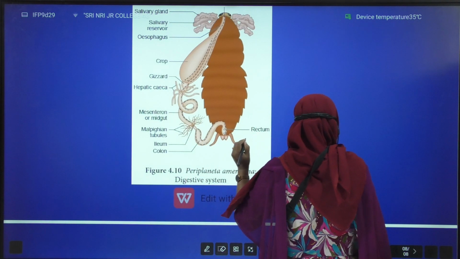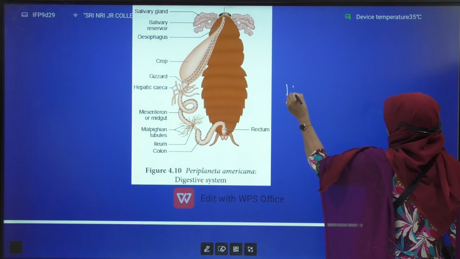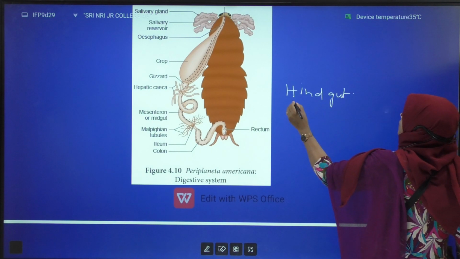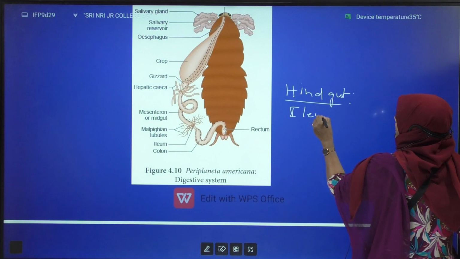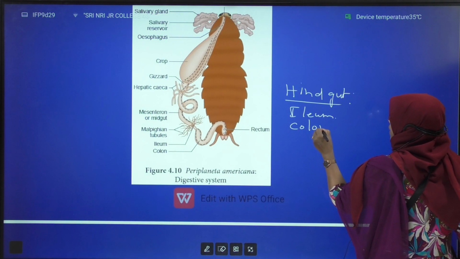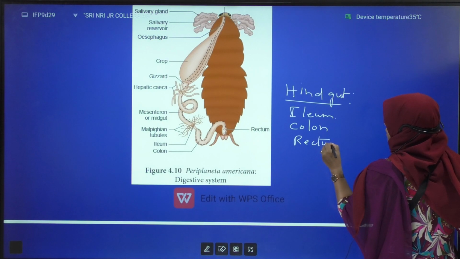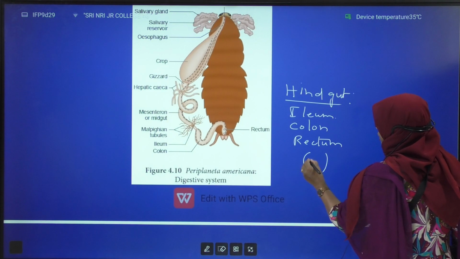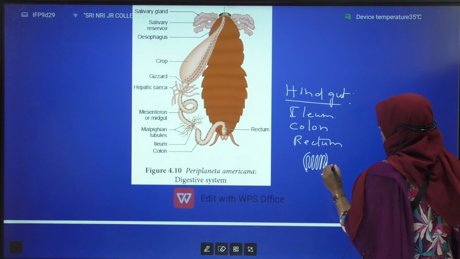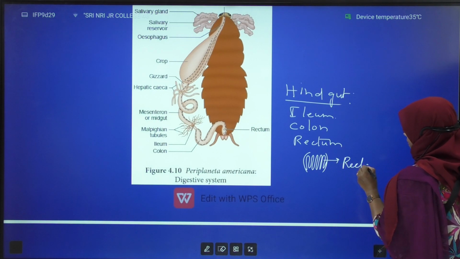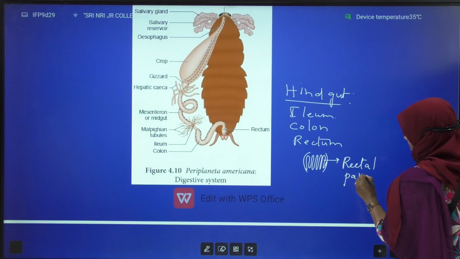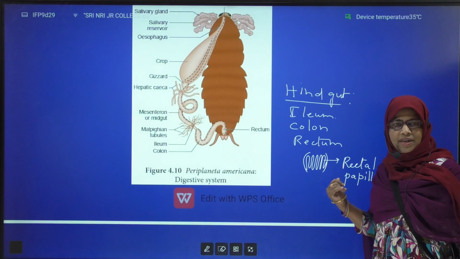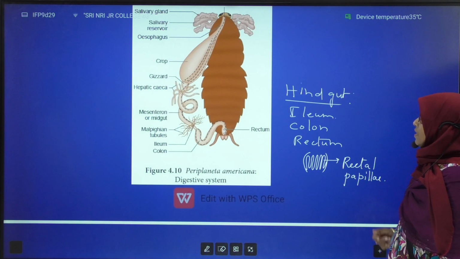Next, rectum. It is the last part of the hindgut: ileum, colon and rectum. The inner walls of the rectum are thrown into 6 longitudinal folds. These longitudinal folds are called rectal papillae. These rectal papillae are useful for reabsorption of water from the undigested food materials.